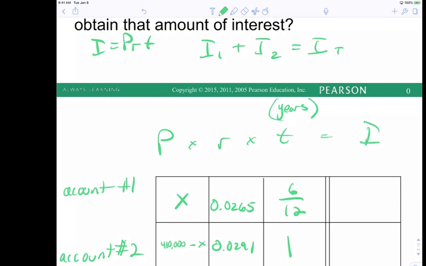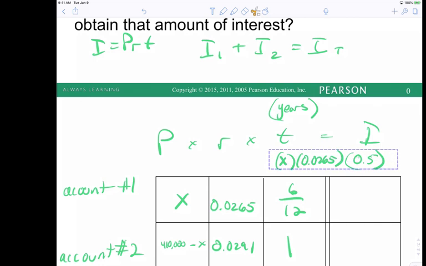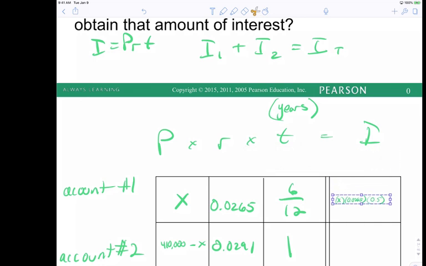Okay, so the interest earned on account 1 is now going to be X times 0.0265 times the one half, the 0.5, right? Let me do the same thing I did with the other. I'm going to shrink this down and put it back. 6 divided by 12. All right. Is that okay for the interest earned on that first account?